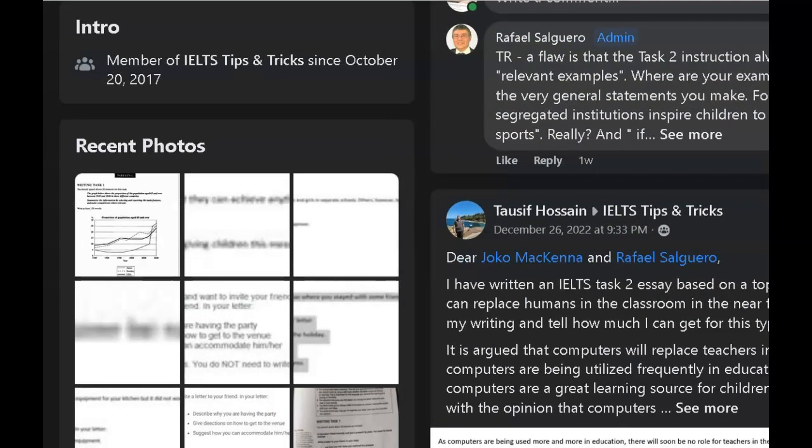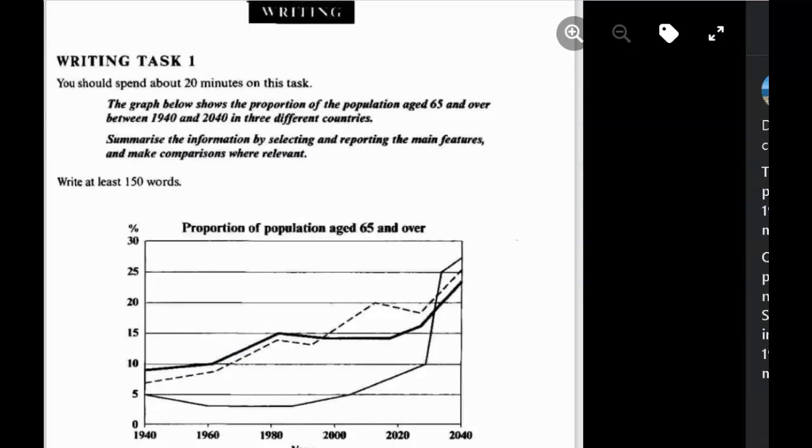Well, let's just get straight to it. The graph below shows the proportion of the population aged 65 and over between 1940 and 2040. Now, in this very same thread there's another video that I did for somebody else. Wait, is my microphone working? Yes, it is. And I'm not going to go through all of that again. Suffice to say that this question gives you the opportunity to demonstrate some significant language features, because you have the past, and you have the present, and you have the future.